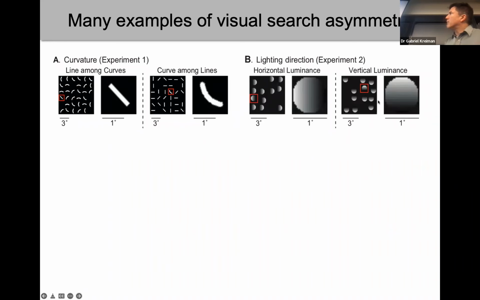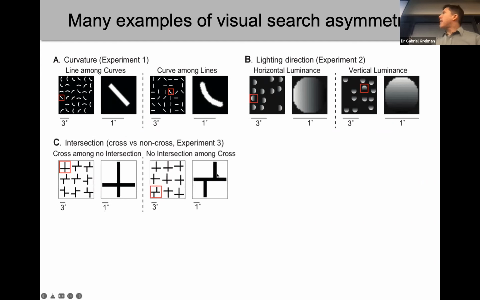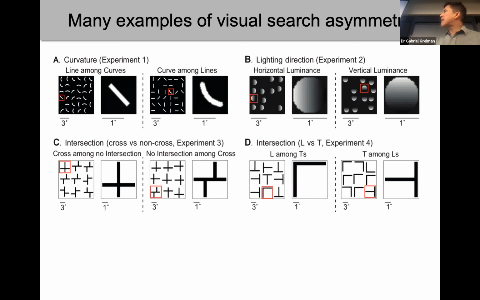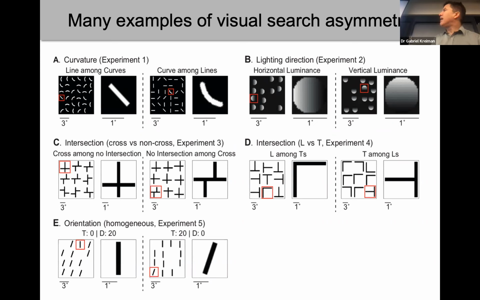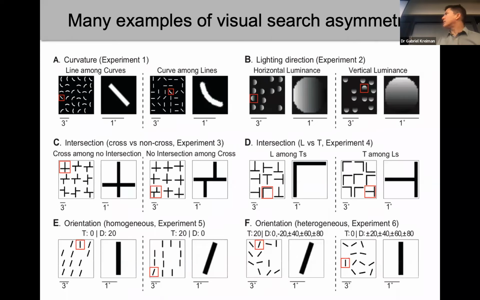And again, this one here, the vertical luminance case, is much easier than the horizontal luminance case. Here's another case. Again, you're always looking for this object in this image or this object in this image. In this case, we put red squares to show you where the target is. Of course, in the actual experiments, you don't have those red squares. Here's another example, looking for the letter L among letter T's or T's among L's. Looking for bars that have different orientations, etc., etc. So these are lots of different examples where there is a search asymmetry. That is, searching for A among B's is easier than searching for B's among A's.